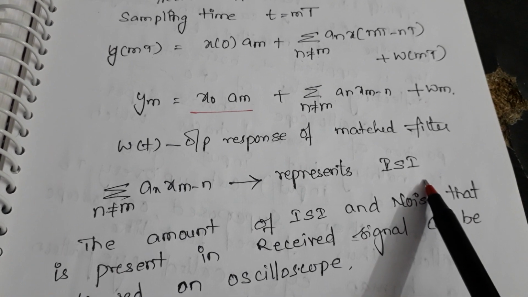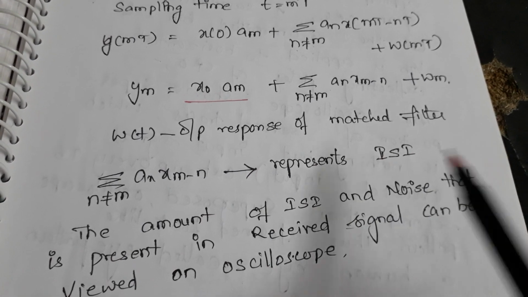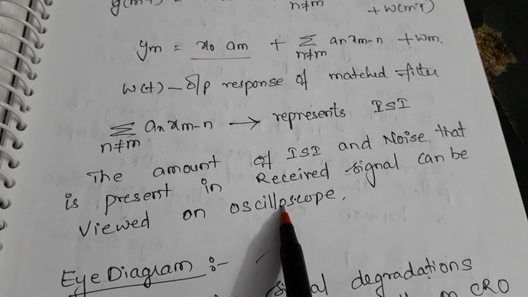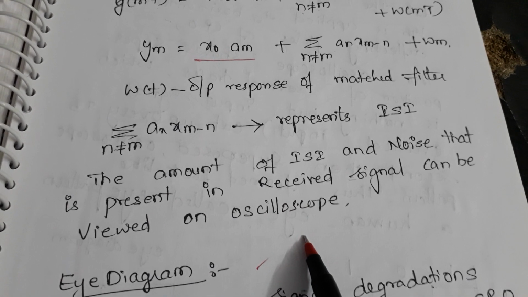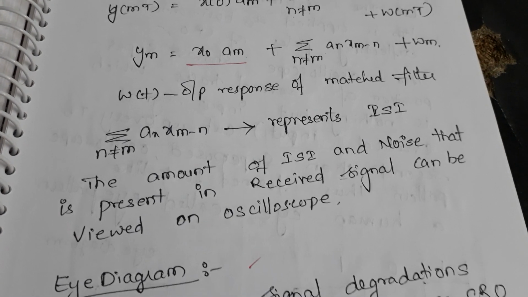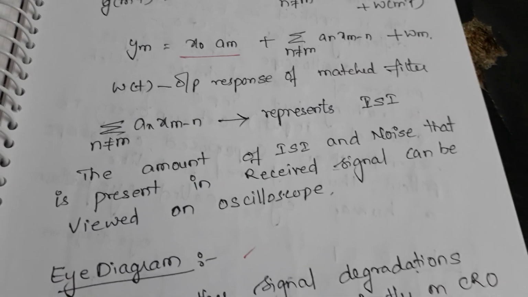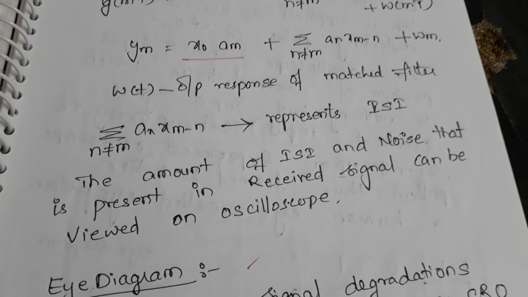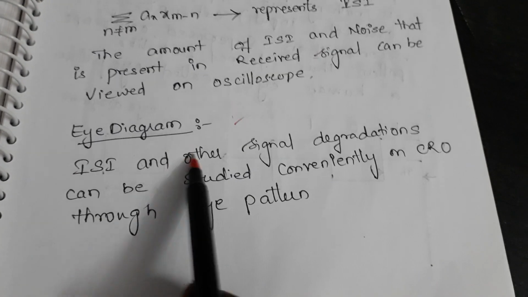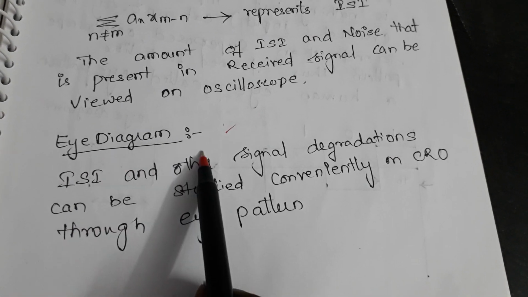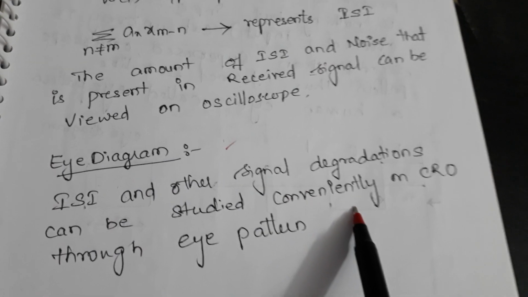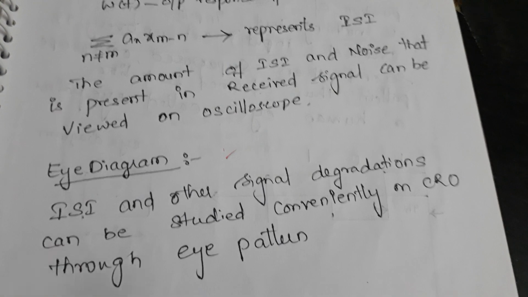So black color and red color line, and remember, you go through that video properly. The amount of inter-symbol interference and the noise present in the receiver can be analyzed using an oscilloscope. That means you give your input to the CRO, and you have to keep the CRO in XY mode. That diagram is called the eye diagram. So to study the eye diagram, or the inter-symbol interference, we use a CRO in XY mode. I am repeating, CRO in XY mode.